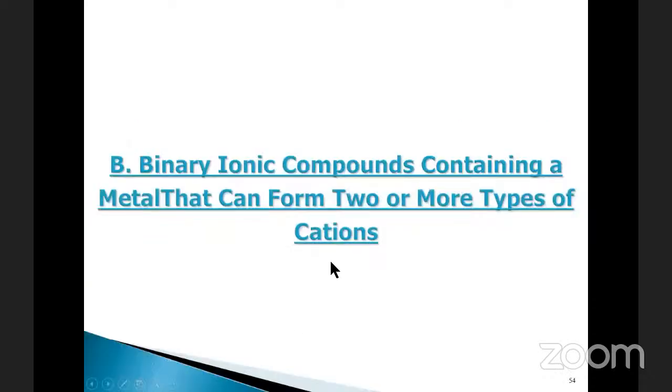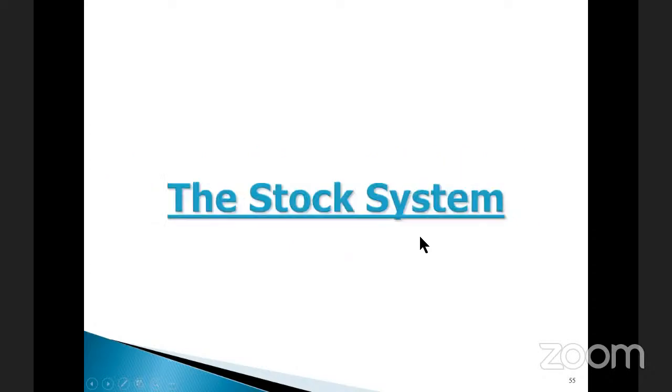Now there's a second type of binary ionic compound that we need to be concerned with, and that is compounds which contain a metal that can form two or more types of cations. So there are some particular elements, metallic elements, that can form ions of different charges.